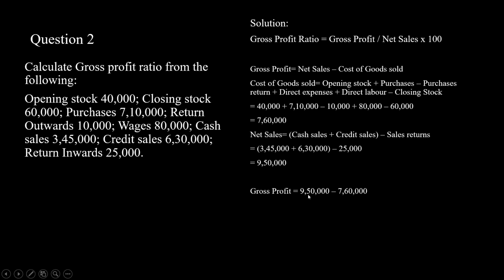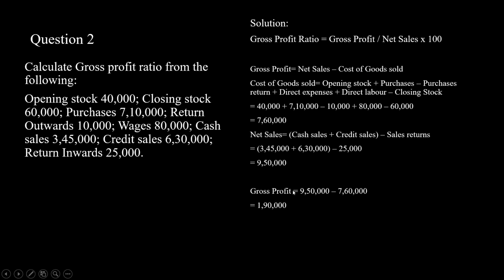So net sales is how much? 9,50,000. Cost of goods sold is 7,60,000. After putting up the values, you get the amount as 1,90,000. So 1,90,000 is just the gross profit. Gross profit is net sales minus cost of goods sold, and we got the value as 1,90,000.